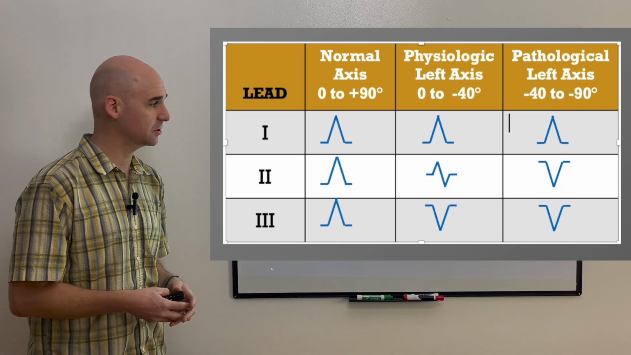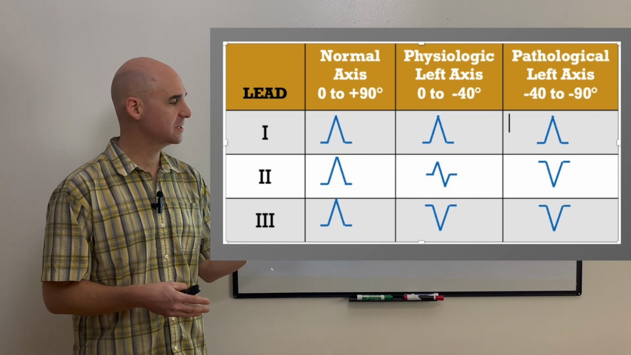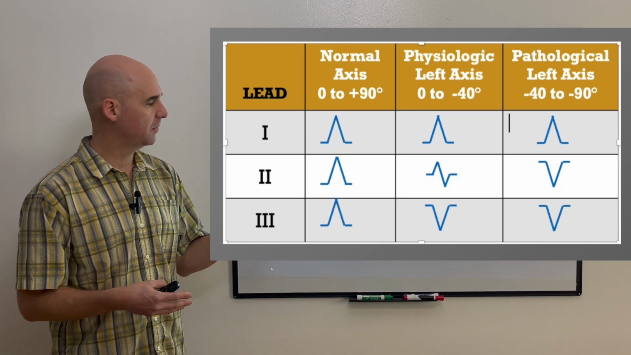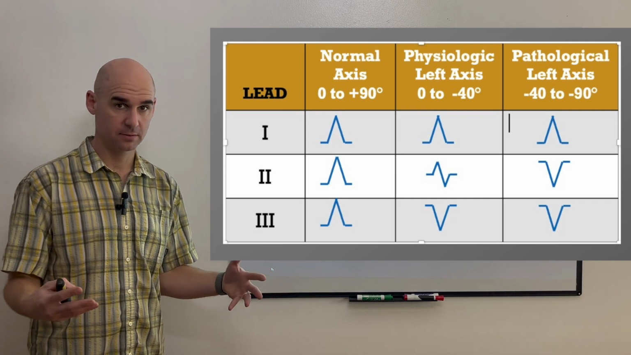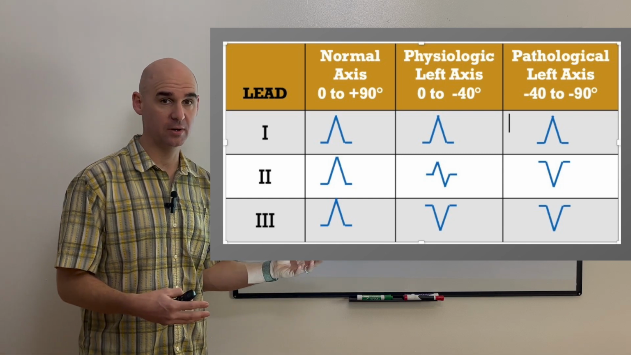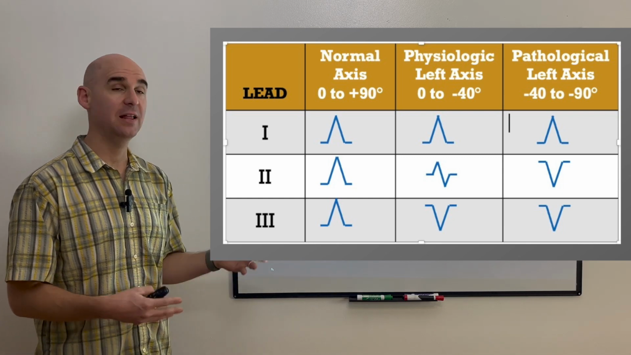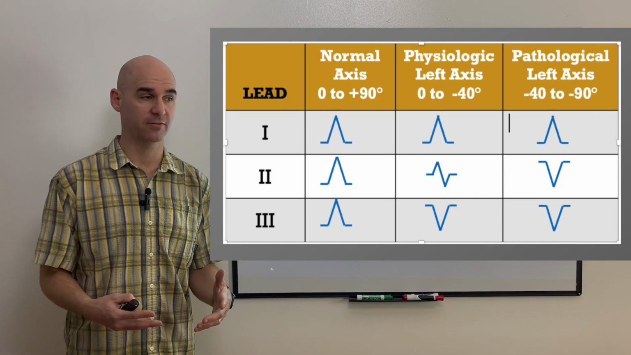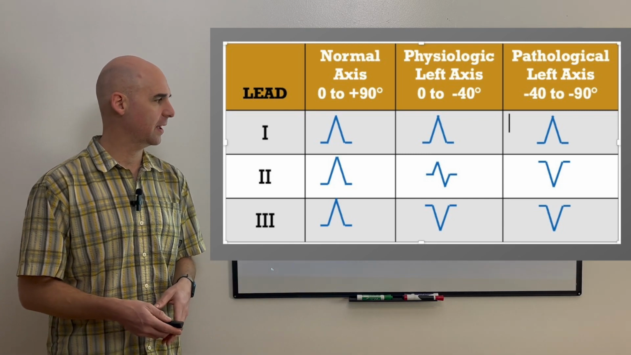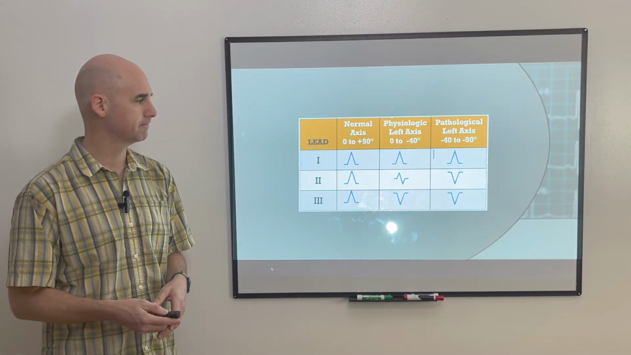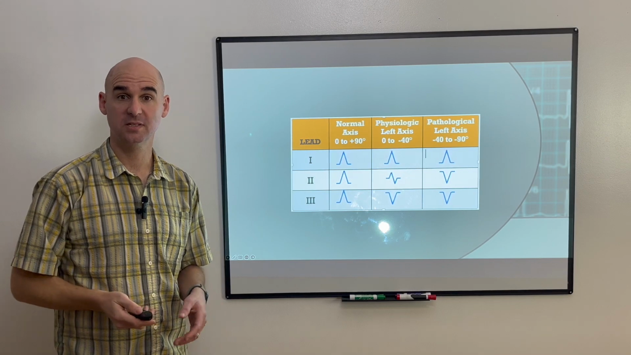For our pathological left axis, we're going to see that lead 1 is still positive. Lead 2, however, is going to be negative, and lead 3 is also going to be negative. And I'll show you what I mean by that coming up. So let's take a look at some examples.